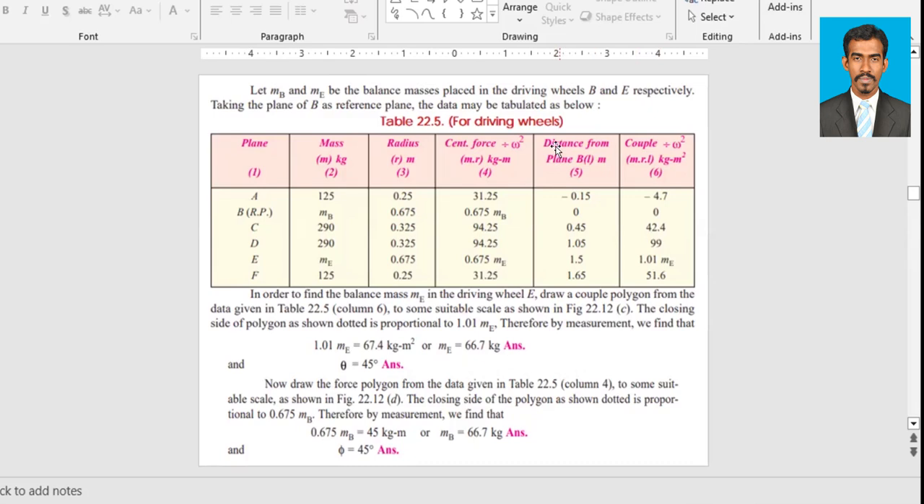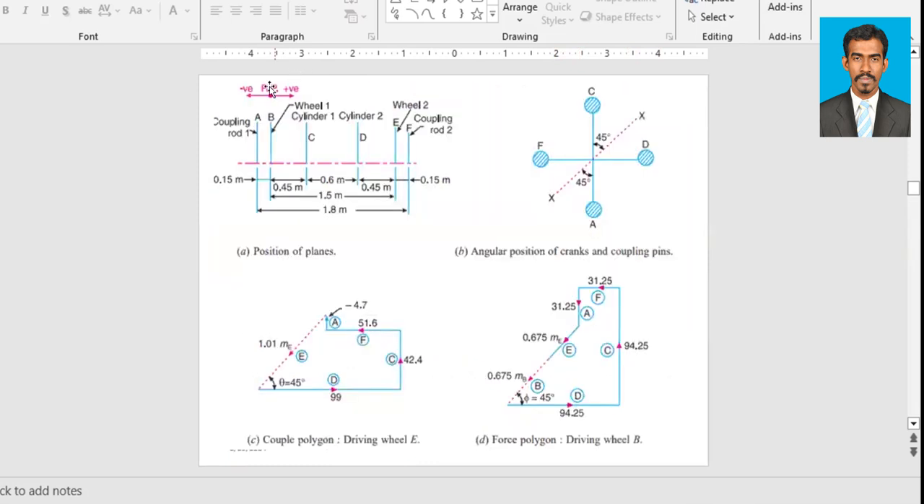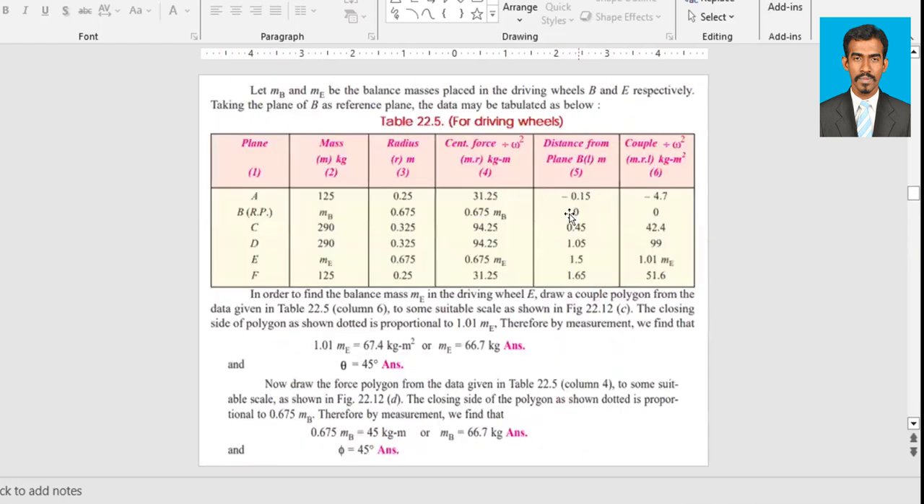Now we'll fix the distance from the plane. So we have a reference plane B. From reference plane B to A, that is 0.15 meter. Since it's on the negative side, it is minus 0.15. So from B to A, it is minus 0.15. For the reference plane itself, that is 0.